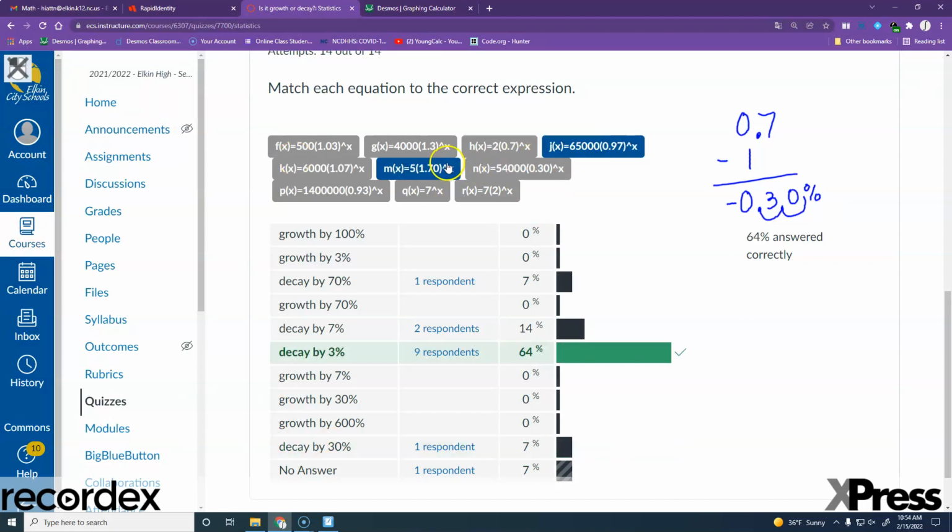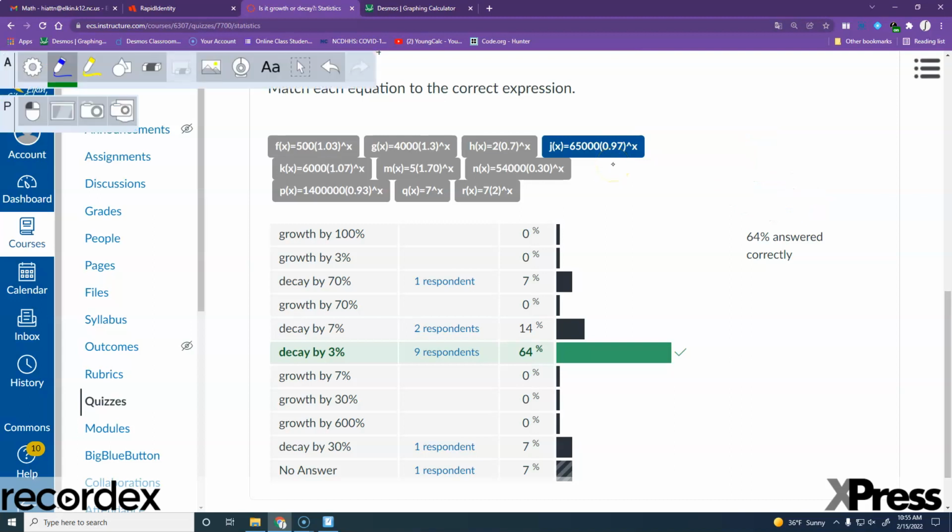We did just a hair better on J. Same thing here. You're going to subtract 1. So we've got 0.97 minus 1 is going to give us negative 0.03. And you're going to move that 2 places. So this is going to be a decay by 3%.